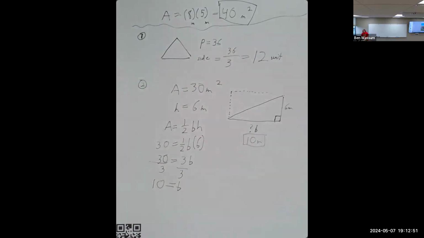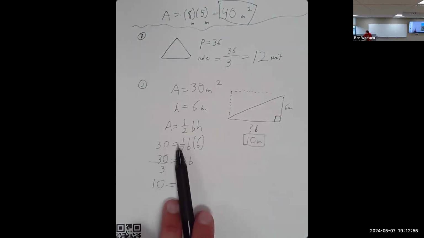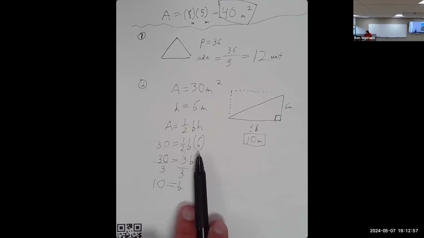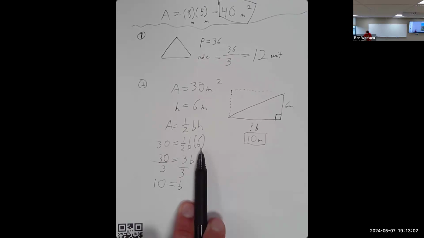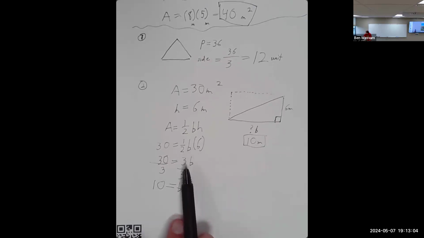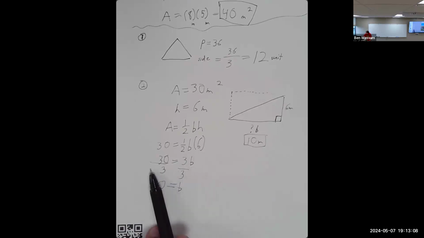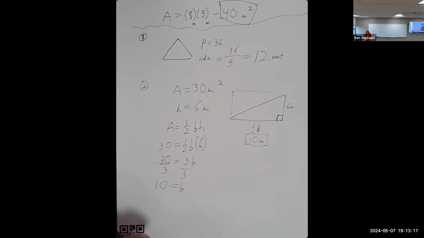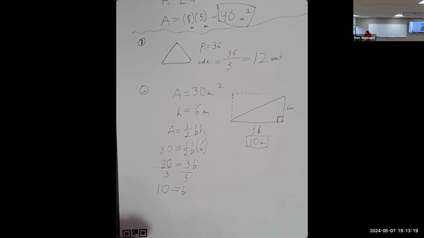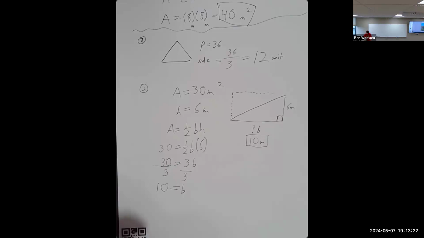How'd you get the 10? We had 30 equals 1/2 the base times the height. Multiply the 1/2 and that 6. So the 1/2 and 6 gives us 3. And then to solve for the B, we divide off that 3. So 30 divided by 3 is? Good stuff.